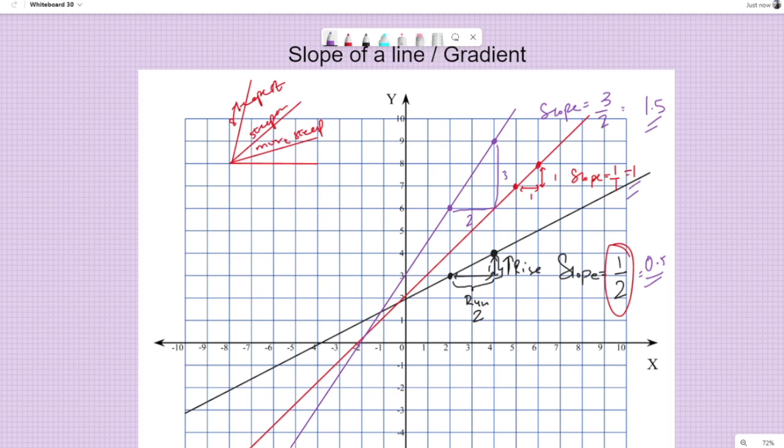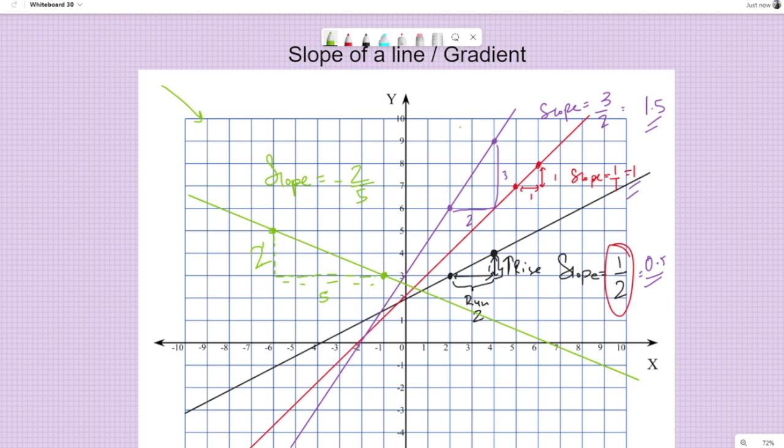Let's have a look at this line. Let me find 2 exact points, 1 and 2. The rise is 1 and 2, so 2, and the run is 1, 2, 3, 4, 5, so 5. The slope of this line is 2 out of 5. But because this line is going in this direction, which is known as downwards, it's a negative slope.